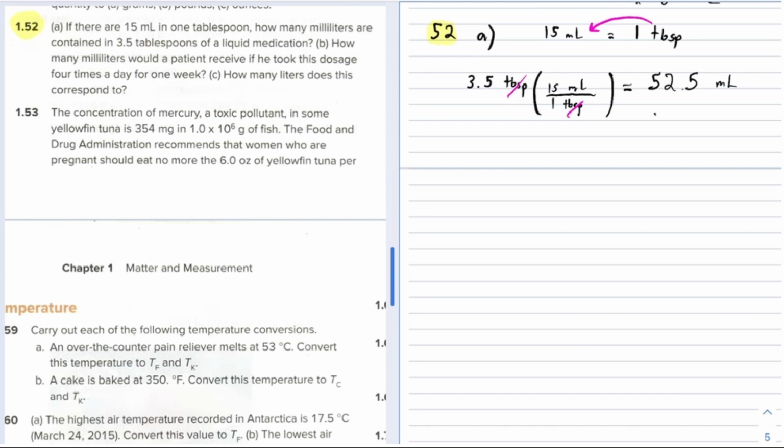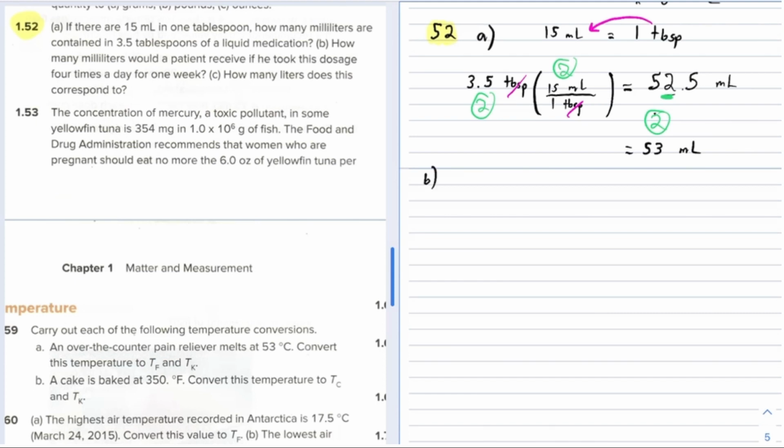Okay, and so I would round this to 2 sig figs, because you got a 2 sig fig number right here and a 2 sig fig number right there. So the answer would have 2 sig figs. So I'd round it right there. It would round to 53. Okay, and so I'll put that down here. 53 milliliters. Now part B.